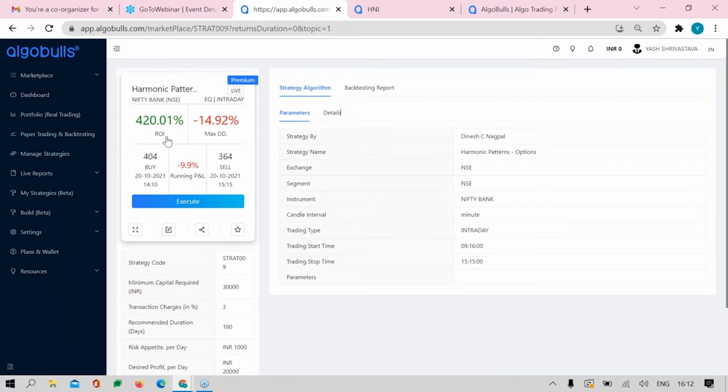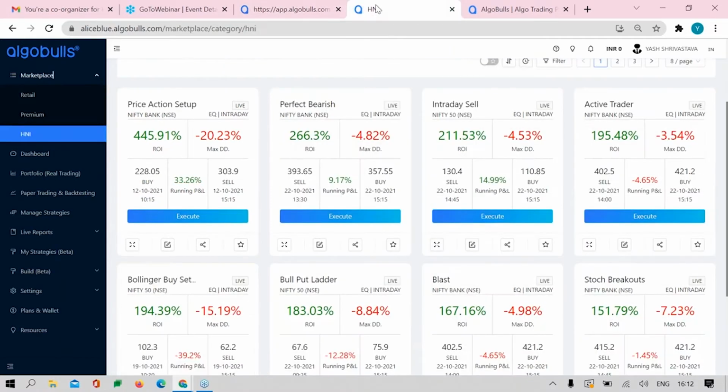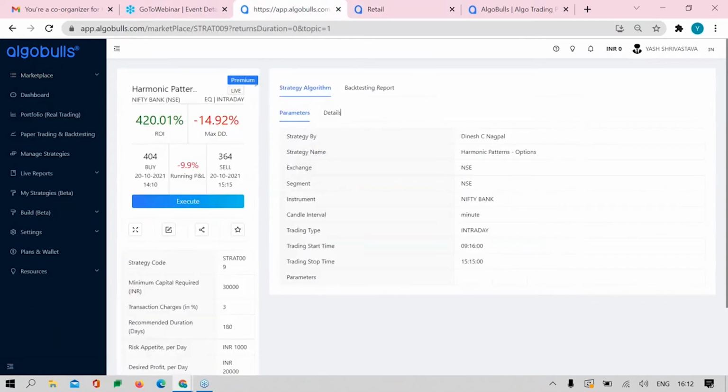This is the strategy I wanted to showcase to everyone. This is the kind of strategy card which would be shown on the screen when you enter the strategy from our retail, premium or HNI segment. So what do these numbers mean? As you could see, this is the strategy name, harmonic pattern options, and the strategy is written by Mr. Dinesh Nagpal. The strategy is run on the National Stock Exchange, the segment is also NSE, and the instrument is Nifty Bank. You could see all these parameters clearly classified in our parameters section, which gives you end-to-end clarity on what kind of trading activities are going to happen within the strategy.